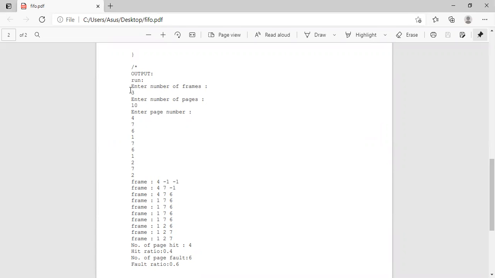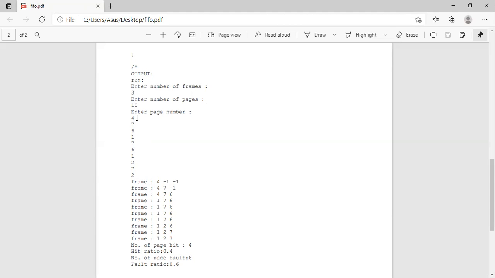Enter the number of frames. So here we can enter a total of three frames. Then enter the number of pages. So these are the pages which we are going to enter in that particular frame. Enter page numbers: 4 7 6 1 7 6 1 2 7 2. These are the page numbers which we are going to insert in these three frames in first in first out manner. So let's see how we are going to insert.